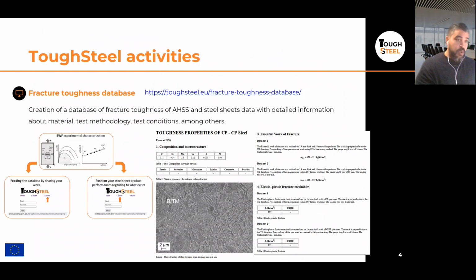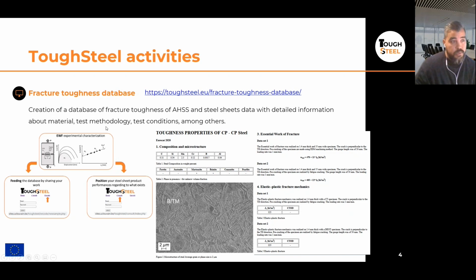So here I wanted to highlight briefly some of the main activities that we have carried out during the project. The first one includes, for example, the creation of this open access fracture toughness database, which is available through our website.